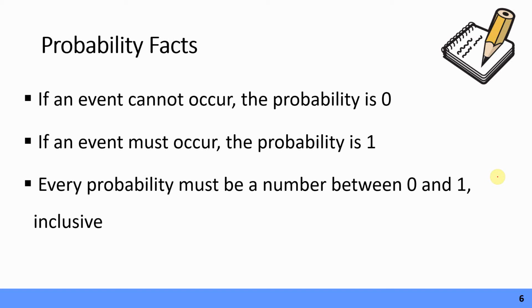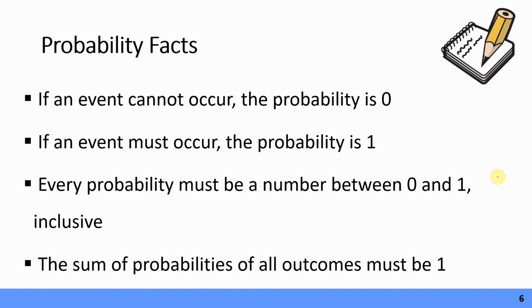If I ever ask you, what's the probability of this happening, and you give me a negative number, there's no such thing. If you give me a number bigger than 1, there's no such thing. Probability is always between 0 and 1, could be 0, could be 1. Those are little things you do have to know about probability.